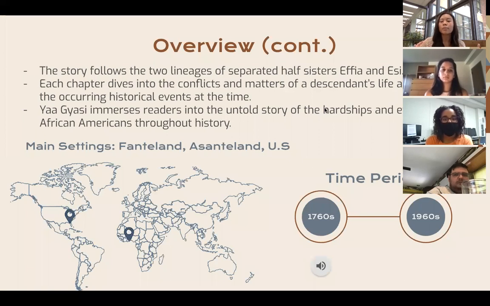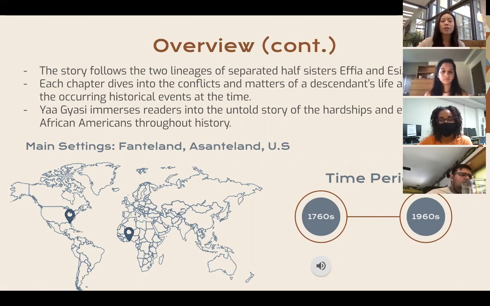So a quick summary about the plot. The story is going to follow the two lineages of separated half-sisters Effia and Esi, who unfortunately never get to meet. When we dive into each chapter, readers will get to read and understand the experiences of the descendants' life during different time periods, which are very important to the story. And in this book overall, Yaa Gyasi really immerses readers into the different stories and experiences of African Americans throughout history.